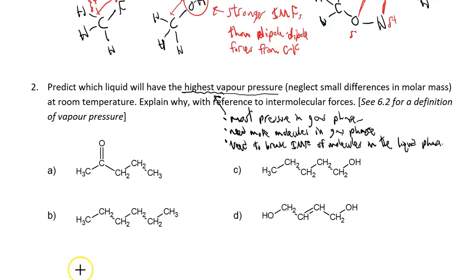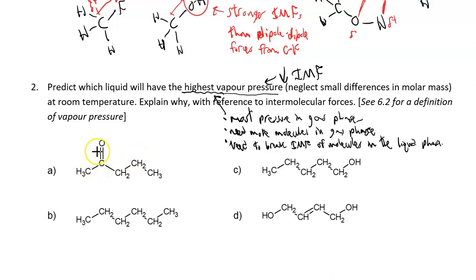When we break these intermolecular forces in the liquid phase, we break the forces between the molecules so that they can escape into the gas phase. If we need the most pressure, then we need to break the most intermolecular bonds, which means we need the weakest. We need those intermolecular forces to be very weak, so we can break those bonds quite easily. So we're looking for the lowest intermolecular forces between the molecules.